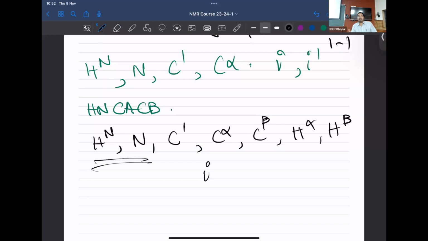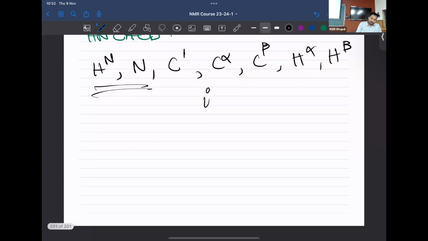For many nicely behaved proteins like ubiquitin, HNCO and HNCACO, or HNCA and HNCOCA, are enough to get your sequential assignments. But as the protein system becomes bigger and bigger, you need to put together a bunch of experiments to resolve all of these assignments from the degeneracy issue that you might end up facing. Okay.